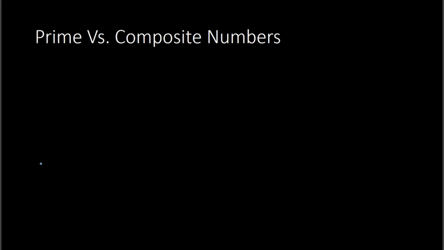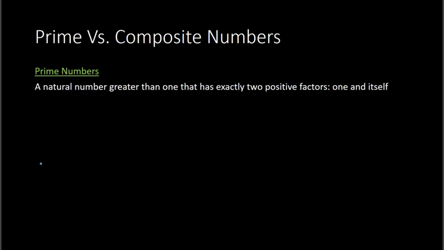So now, using our definitions of factors, we can use that to determine the difference between what are called prime and composite numbers. So a prime number is a number greater than 1 that has exactly 2 positive factors. The factors would be 1 and itself. So here we see a bunch of examples. So 2, 3, 5, 7, 11, 13, etc. Notice the only thing you can divide any of these numbers by is 1 and itself.